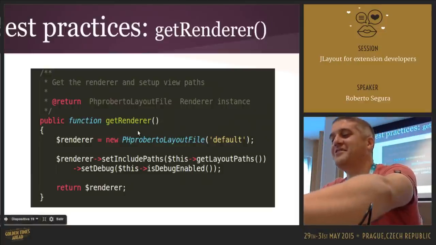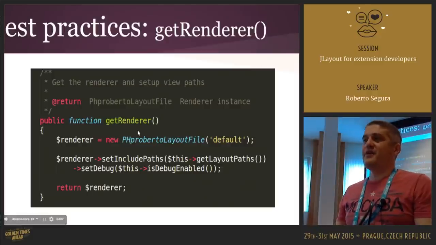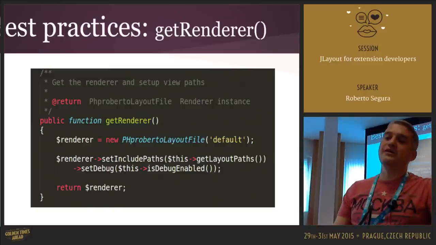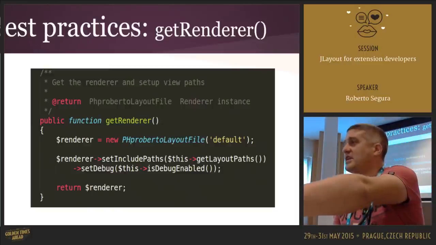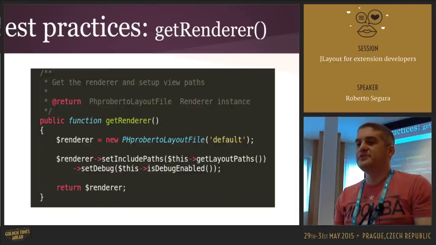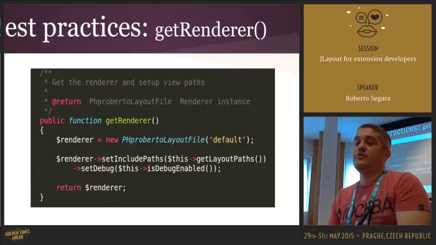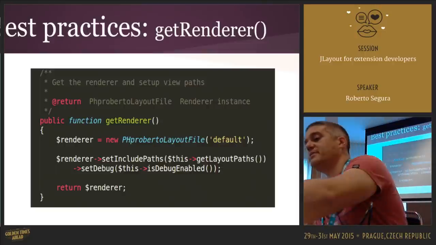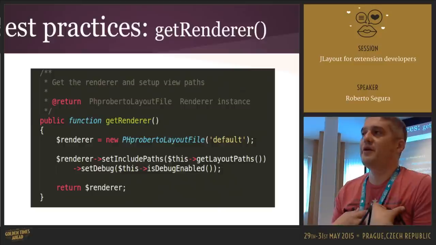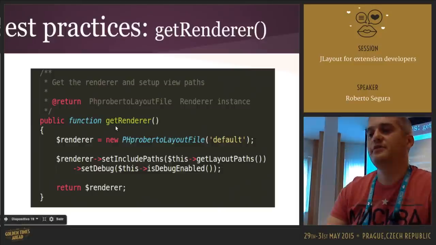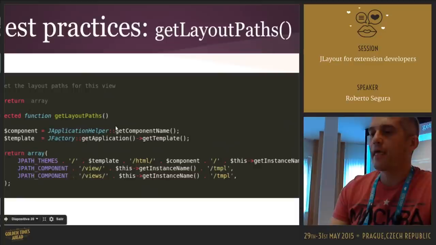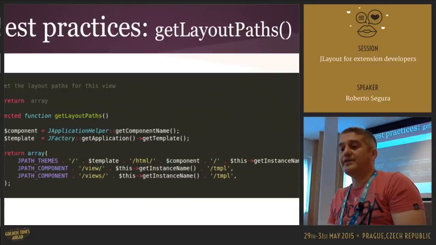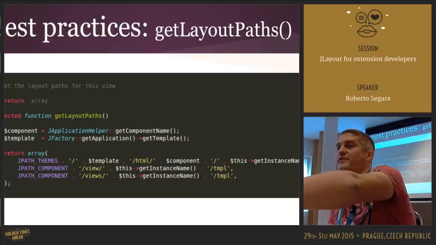So this is the getRenderer method, and if we think as a developer, we could always create our own extended class. I hope that this is in core in coming versions, and if I want to plug Twig or Blade or whatever renderer I want to use, I just have to override this method and I will have my own templating system injected in my own layout system. It's also a good practice that you put the JLayout path. This is what we were talking about before.